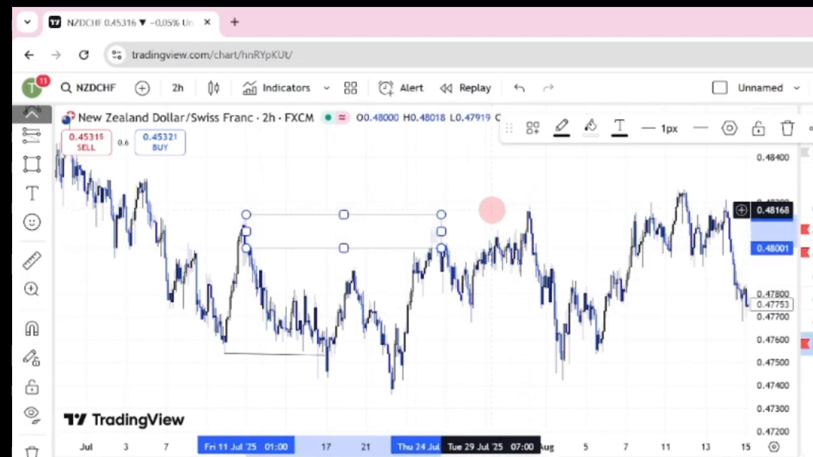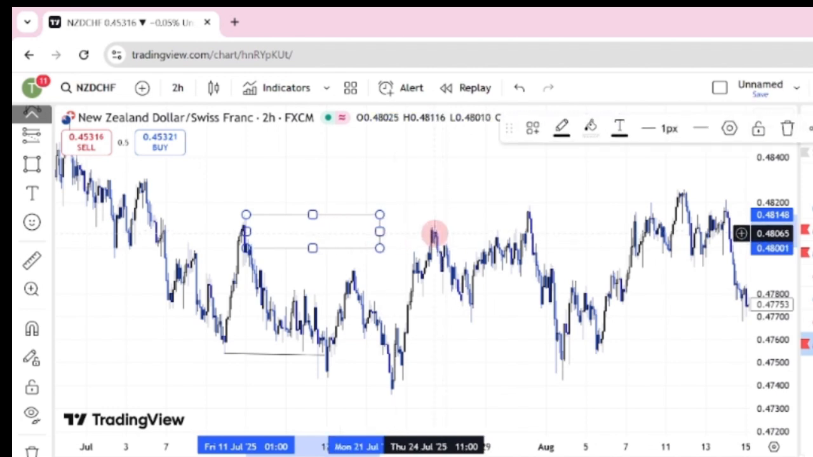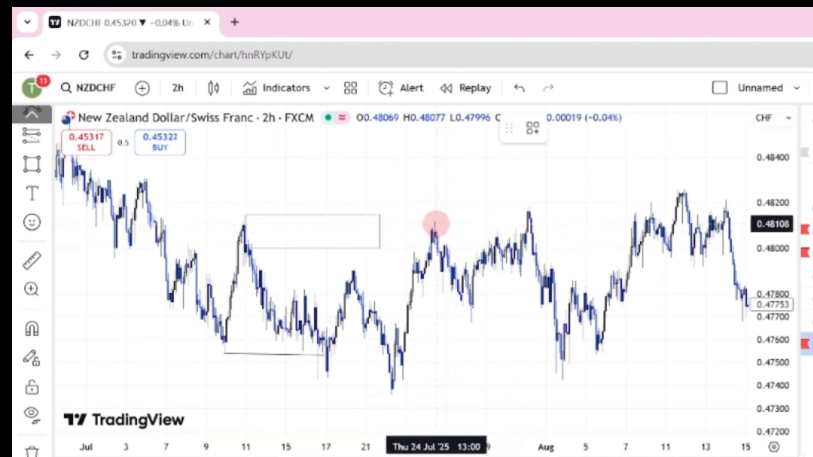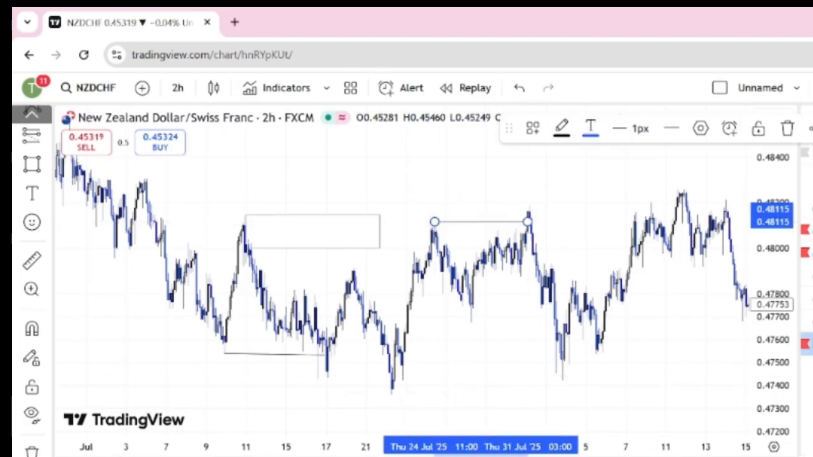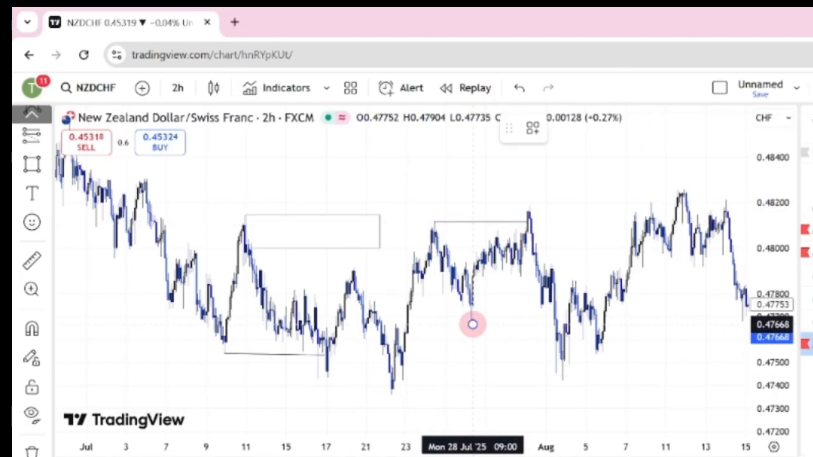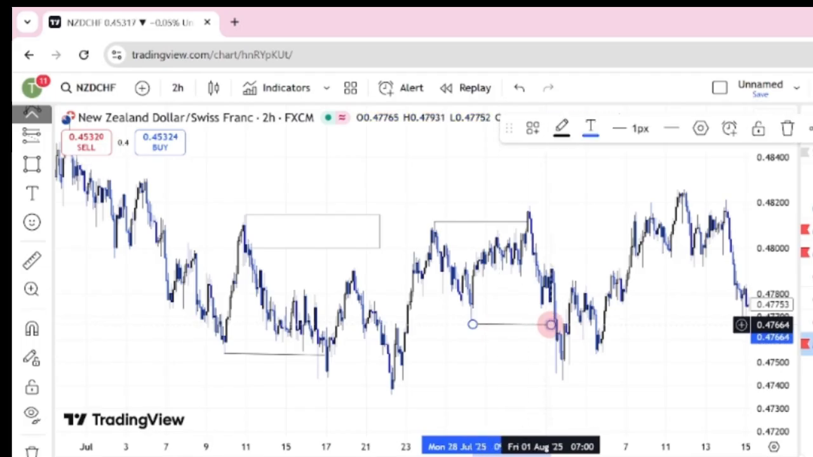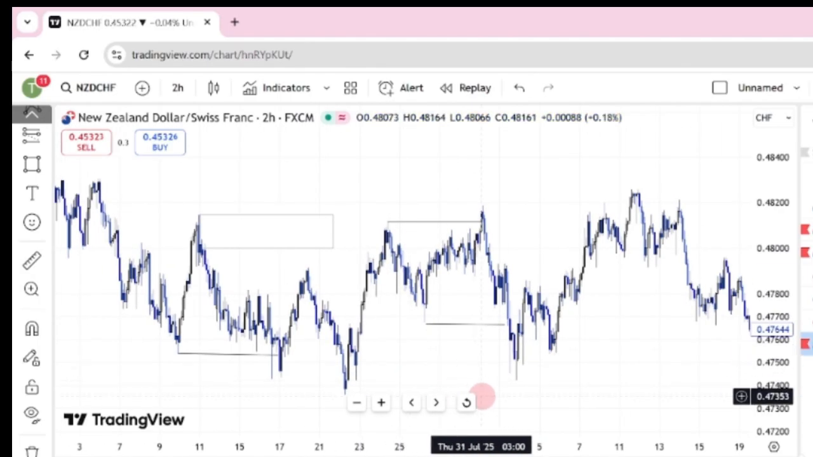The price came back, took out this high. After taking out this high, what did you see again? The price also took out the low. And here is the low that was taken out at this point. So after this low was taken out and this high was taken out, price crashed into the main order block at the down part before continuing to the downside.